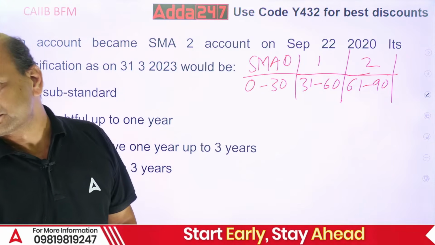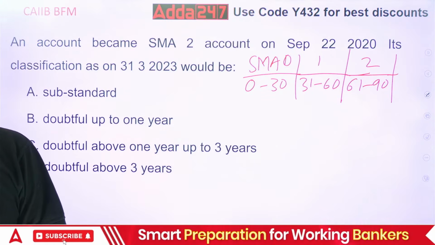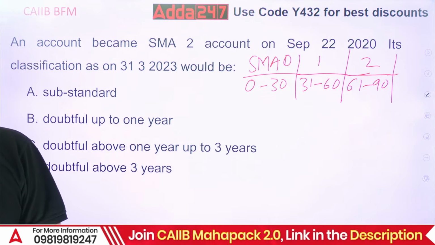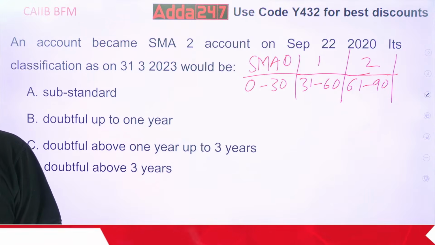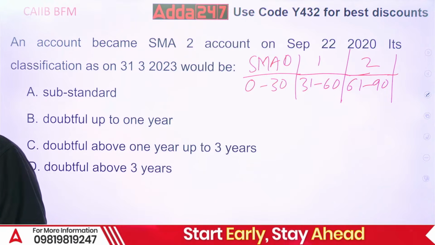So, has this loan completed 60 days or has this loan completed 90 days? On September 22, where is this loan now? Is it in this 31 to 60 completed?